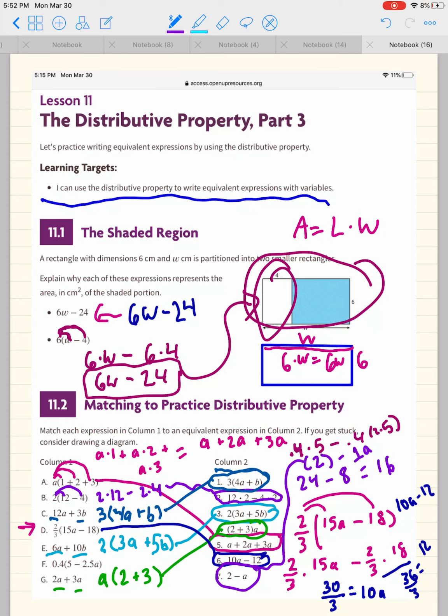If you're confused about how I did that, I went ahead and did 0.4 times 5, and then I did 0.4 times 2.5. And you have to remember to move your decimals after you solve them.